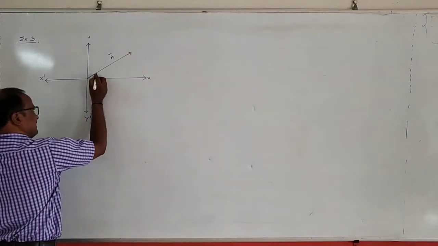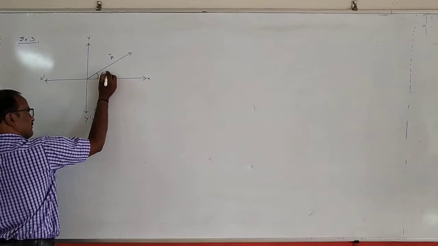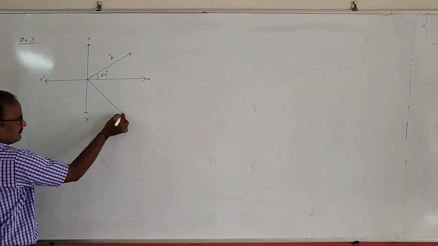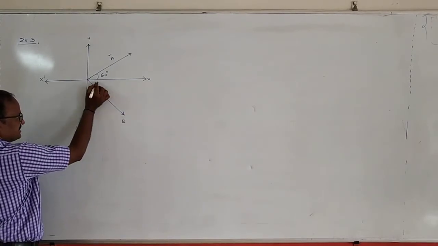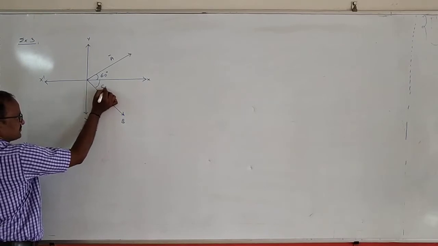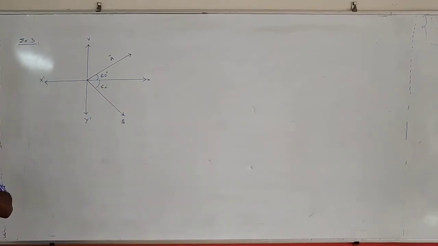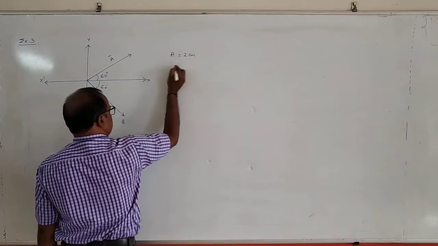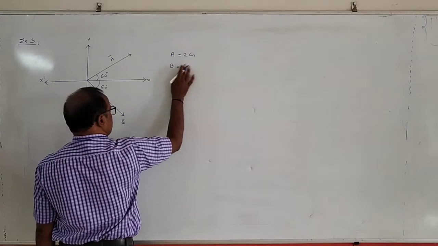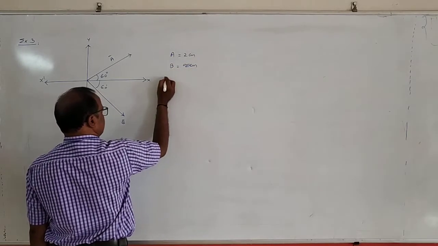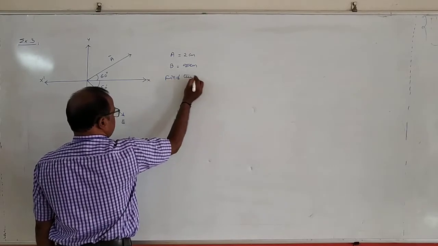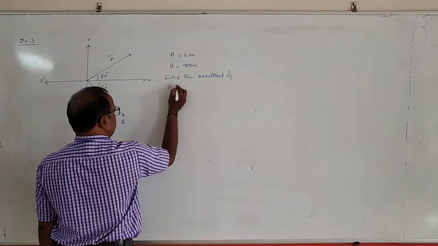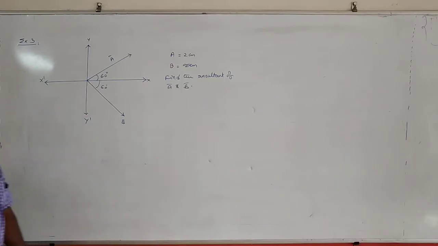A bar is a vector which makes an angle 60 degrees above the positive x-axis, and another vector b bar which makes 60 degrees below the positive x-axis. Also, modulus of a is equal to 2 centimeters and modulus of b is also equal to 2 centimeters. Then find the resultant of a bar and b bar.